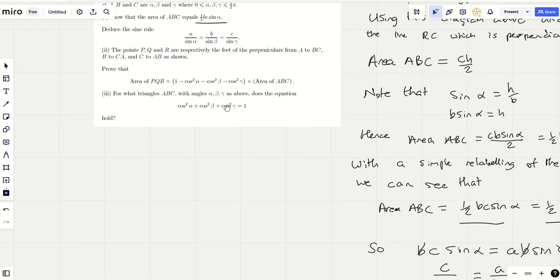Now, this was a little bit harder. I had to do a little bit of thinking about this. My thoughts when I got to this point were, how are we going to introduce cos? That was my main thing. How am I going to introduce cos? And I'll show you what I did. I'm not claiming that this is the easiest way.